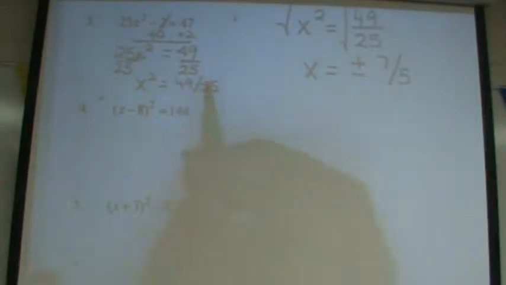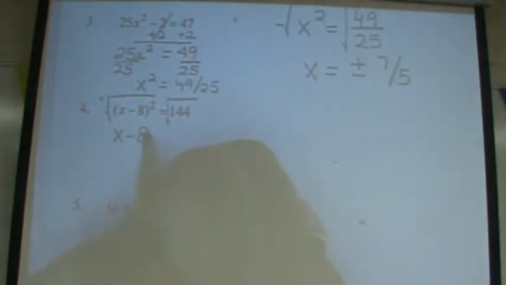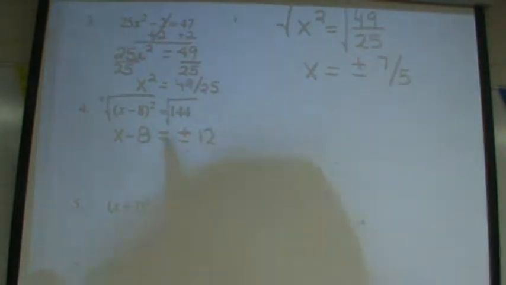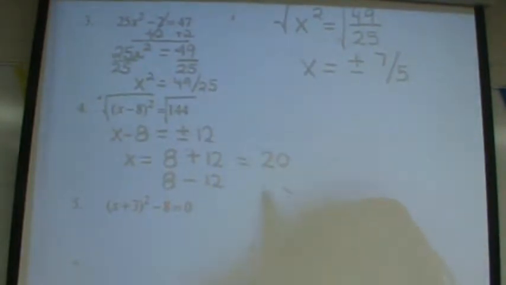Next one. Number 4, I'm going to take the square root right off the bat of both sides. X minus 8 equals plus or minus 12. Add 8. 8 plus 12, and 8 minus 12. So my two answers are 20 and -4.